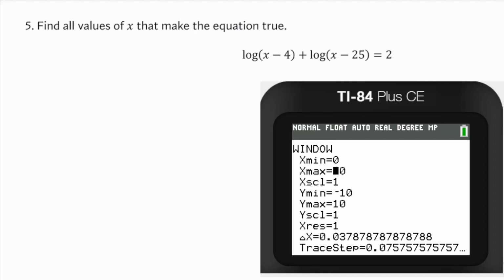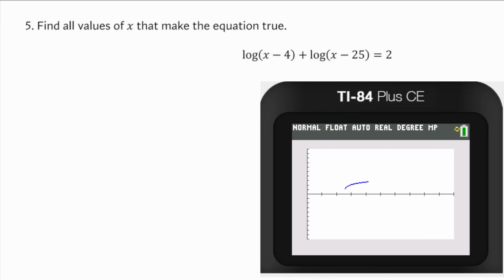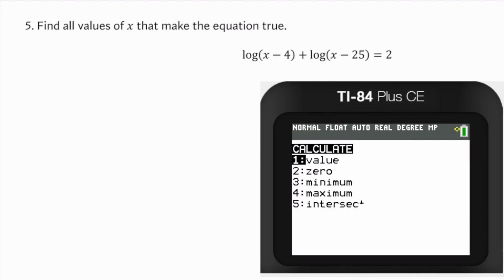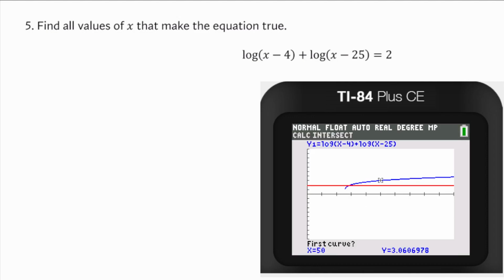So I'm going to do maybe x from 0 to 100, because I'm really not sure what's going on here, and I know log functions grow very slowly. And so, okay, there's my log function. I see an intersection right over here, so I'm going to calculate the intersection between blue and red, give it a guess, and get x equals 29. And that's a really good way to solve equations when you're allowed to use a calculator.